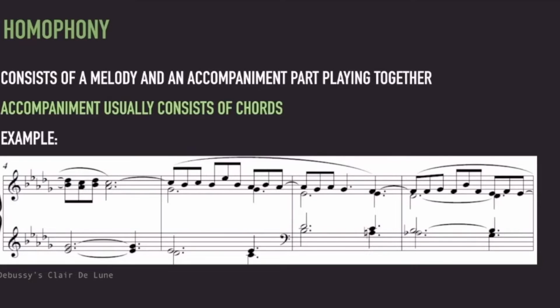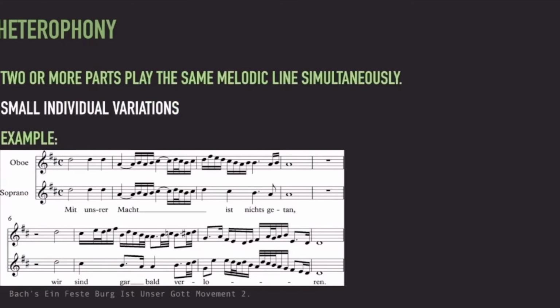Homophony is where a melody and accompaniment play together, and the accompaniment usually consists of chords, and here is an example. Heterophony is where 2 or more parts play the same melodic line simultaneously but with small variations, and here is an example of that.